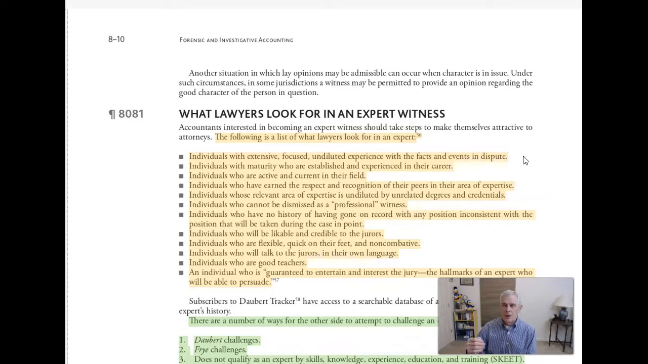The attorney thinks you'll be likable to the jurors, and next to the last one says, good teachers, because you're going to be explaining things to people who are not accounting experts. So you have to be able to explain it very clearly. So this is what attorneys look for.